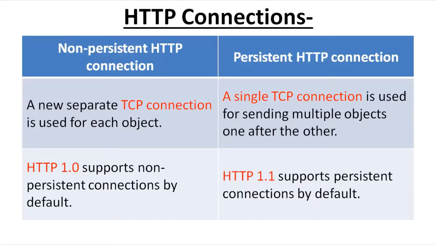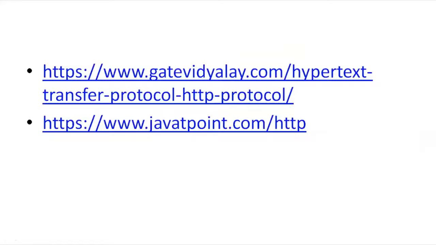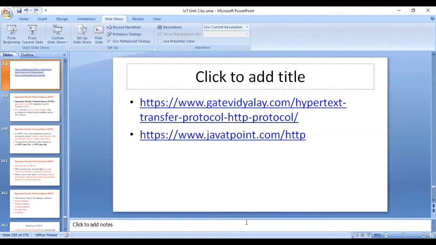For a non-persistent connection, a new separate connection is opened for each and every object. Coming to the persistent one, a single TCP connection is used for sending multiple objects one after another. For example, HTTP 1.0 supports non-persistent connections by default, and HTTP 1.1 supports persistent connections by default. That is simple information. If you need any references, this is the reference information.